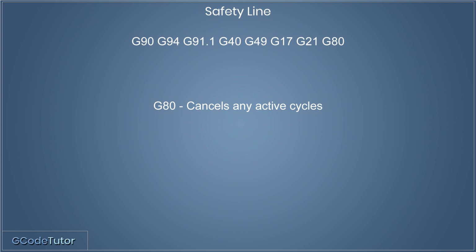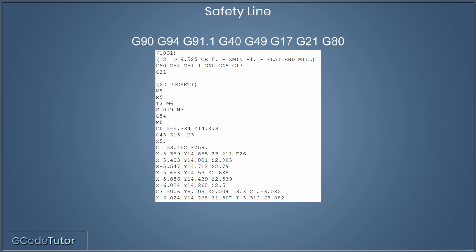So this is a big one. This can damage your machine if we don't have this in here and we stop the program halfway through and restart it. So let's see this safety line in action. I've produced this program using Fusion 360 and it's been posted to Mach 3. So this is what the Mach 3 control system would look like on a program written for it.